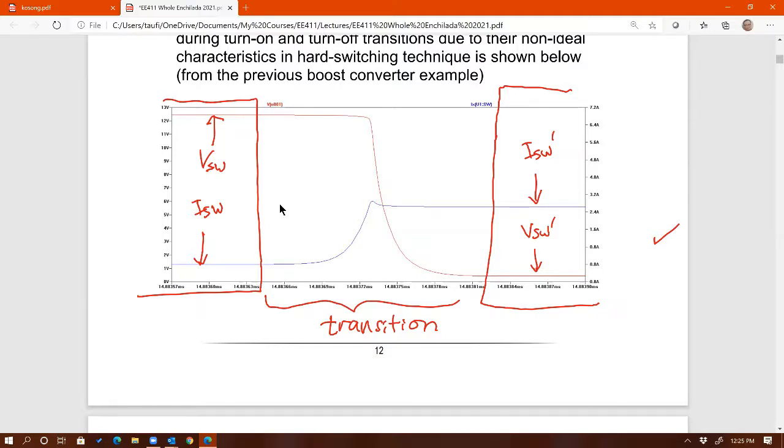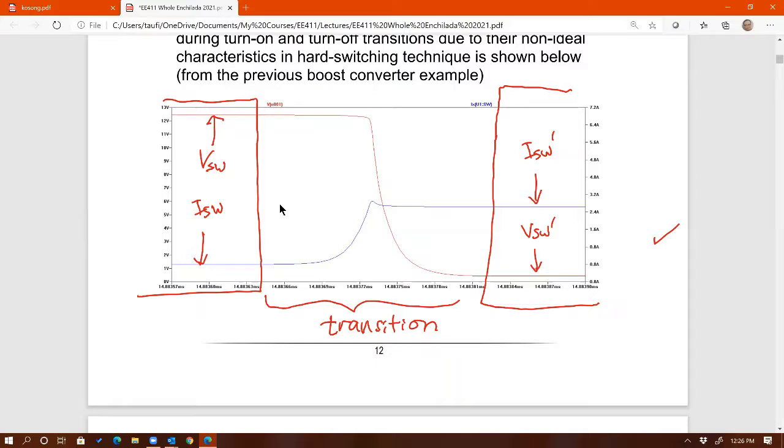Anytime you have an overlap between voltage and current, what did I say in EE411? If voltage meets current, they fall in love and they get married and they have a child called, what's it called? Power. Power, yes, power.